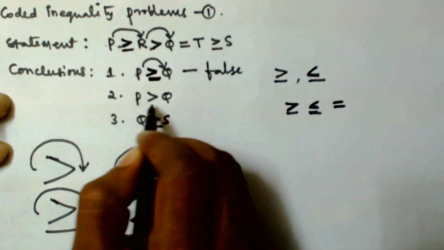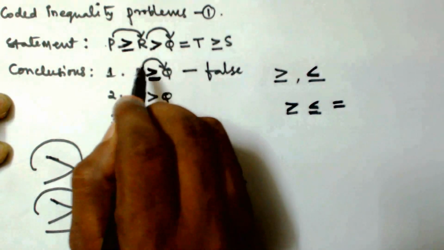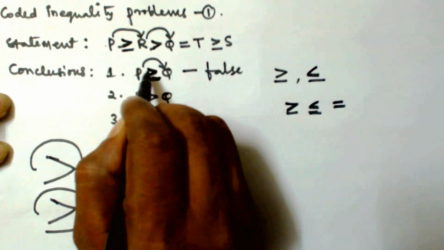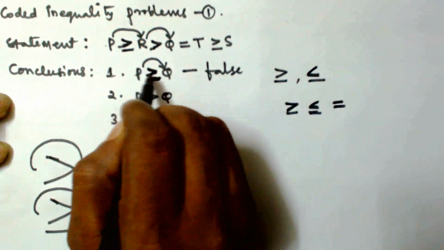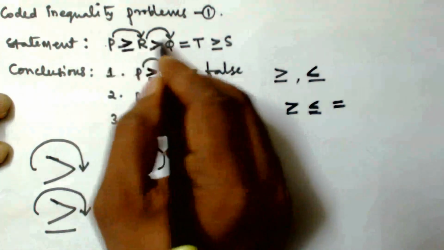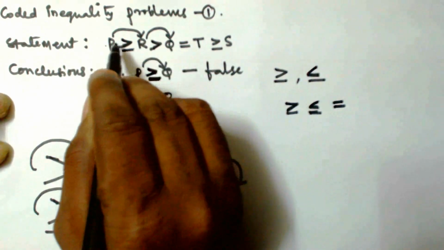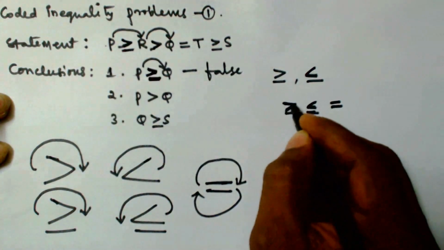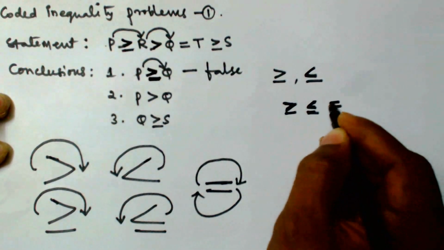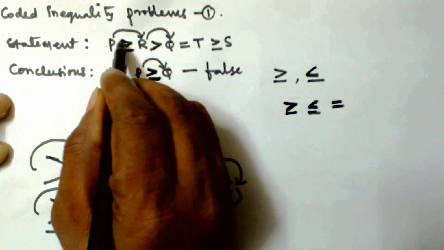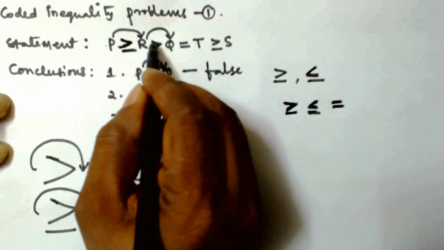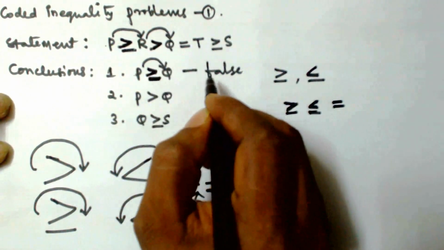Now, the movement is possible from P to Q, but actually it is a greater than or equal to. So whenever the relationship between P and Q is greater than or equal to, all the movements in the given coded inequality statements must contain greater than or equal to, less than or equal to, and equal to only. But here, out of these two movements, one movement contains greater than or equal to and another movement contains greater than, so that's why this one is false.